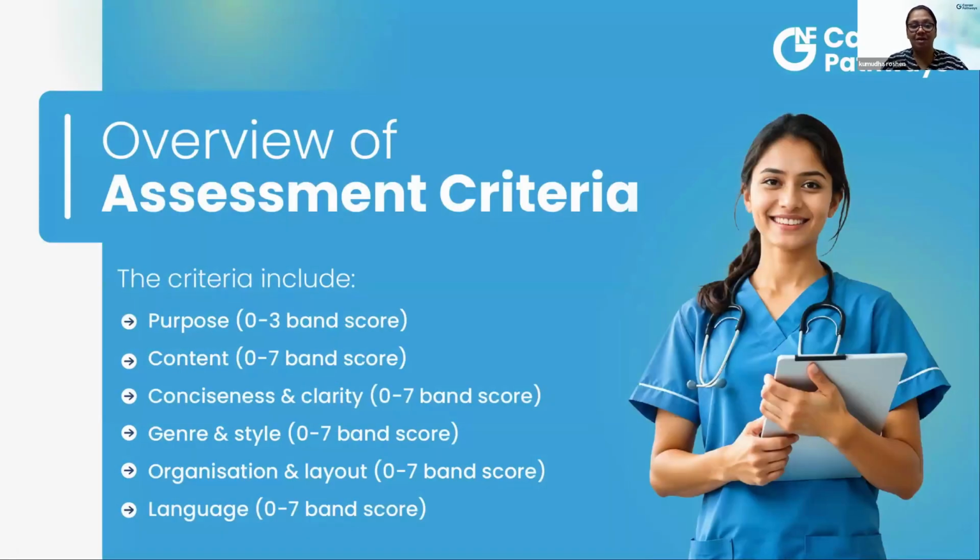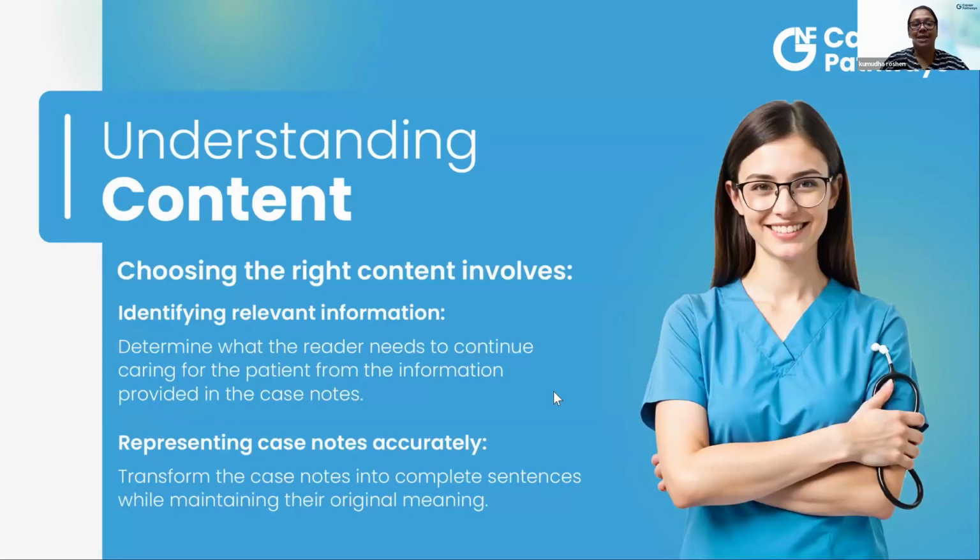Okay, so these are the marking criteria which you can see on my screen. And the first one was just done. And now we're doing the second one, which is content. All right, which is scored separately from 0 to 7. Now, let's understand how to pick the content. Choosing the right content involves identifying the relevant information.